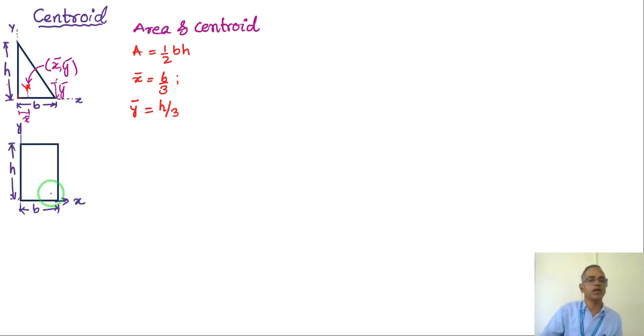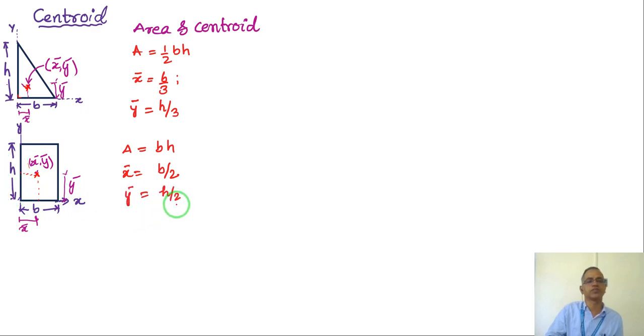Now if you take a rectangle, the reference axis is x, taking the area in the positive first quadrant, with width of b and height of h. The area of this rectangle is b into h. Now the centroid of this area is somewhere here, which along the width is half, and along the height is half. So this will be the coordinate x bar comma y bar. The x bar will be half of b, the y bar will be half of h, because x bar is measured along the x axis, y bar measured along the y axis.